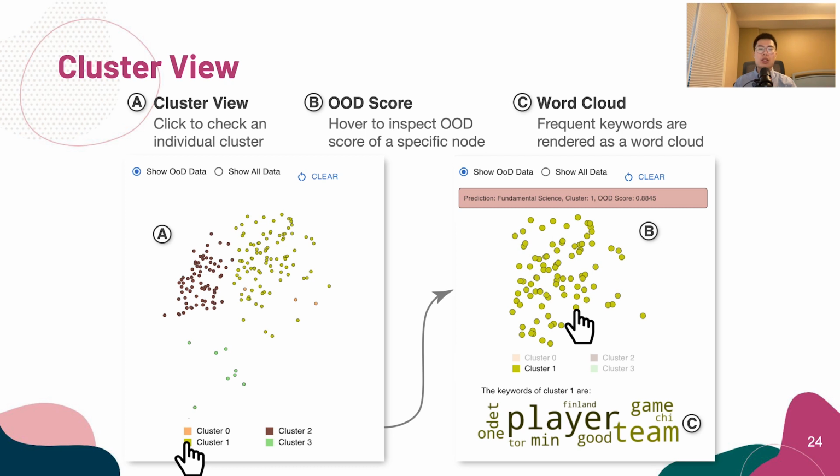For example, here, this cluster contains a lot of data about sports, as we can see keywords like player, team, and game.